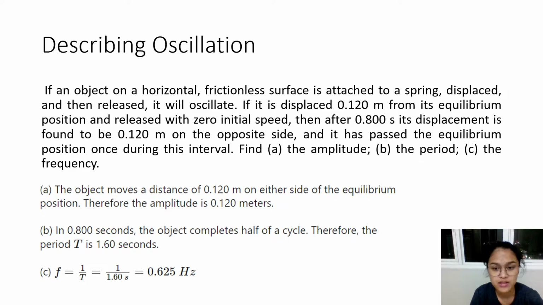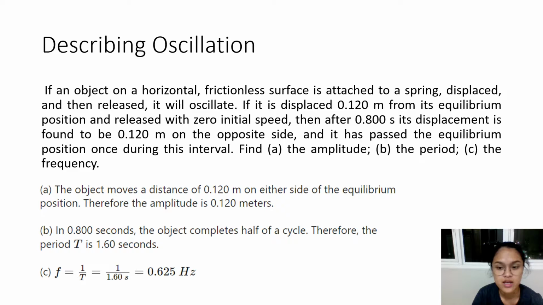0.8 seconds, its displacement is found to be 0.12 meters on the opposite side, and it has passed the equilibrium position once during this interval. So we will find the amplitude, the period, and the frequency. In finding the amplitude, since the object moves a distance of 0.12 meters on either side of the equilibrium position, this means that the amplitude is also 0.12 meters since it went back.